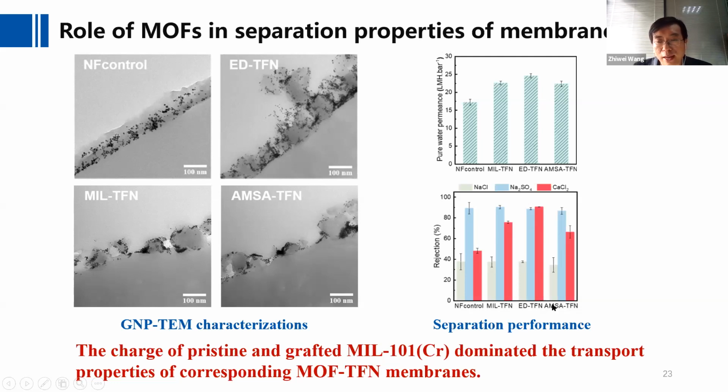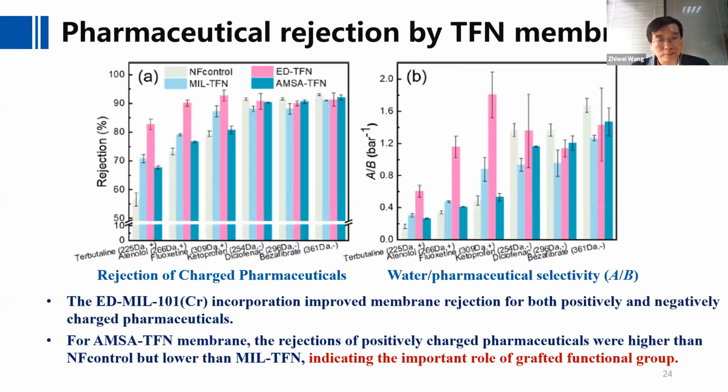However, for the AMSA-TFN, a sulfonic group modified membrane, the rejection of calcium chloride was decreased. It shows that after the incorporation of the MOF particles, it clearly dominated the water transport and mass transport of the modified nanofiltration membranes.